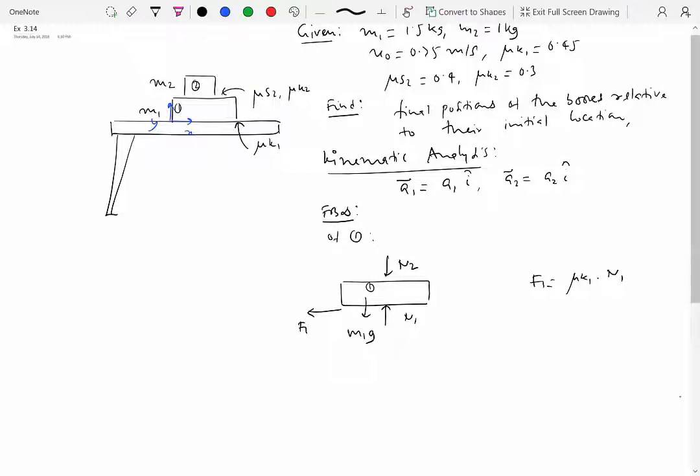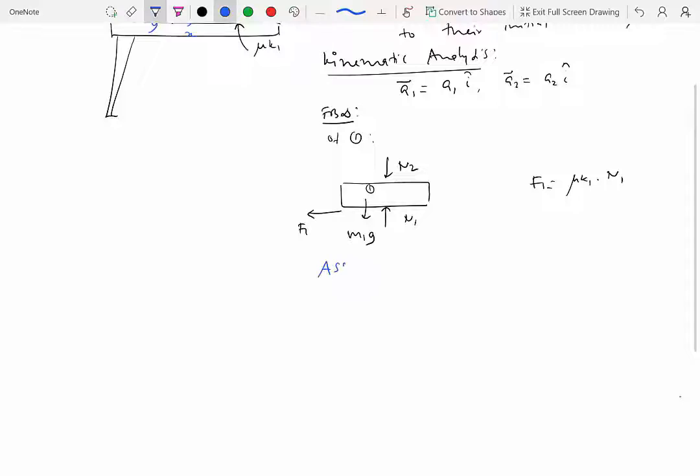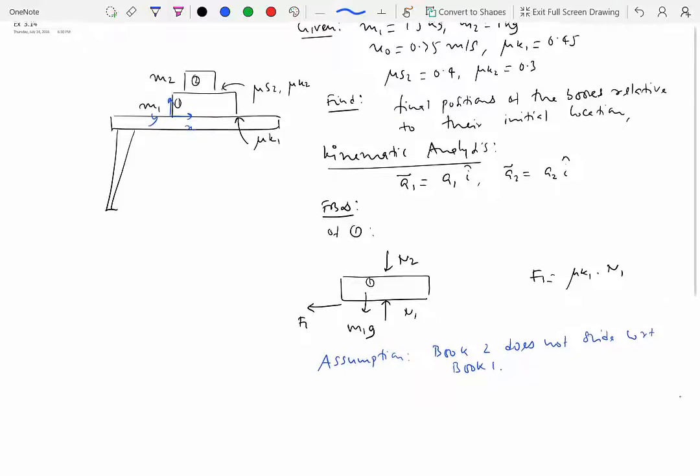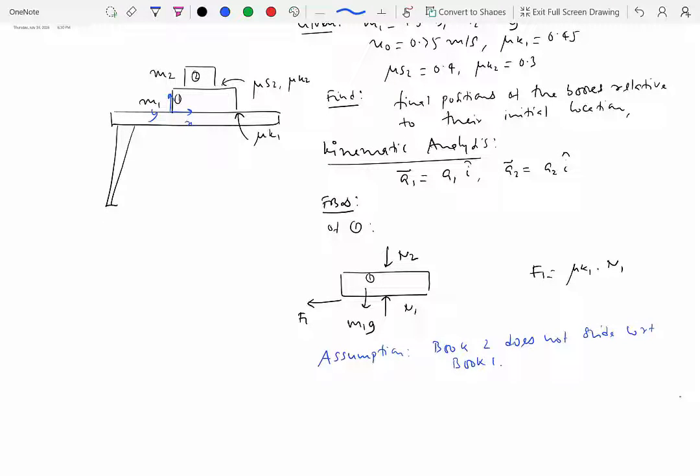So we are assuming that book 2 does not slide with respect to book 1. So let's write that. Assumption is that book 2 does not slide with respect to book 1. Okay, so if book 2 is not sliding with respect to book 1, then what should be the direction of friction force on book 2.